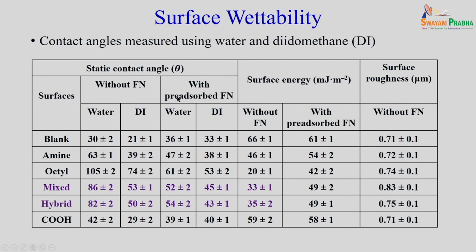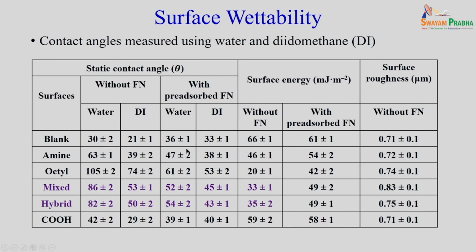Now, here we have also performed the adsorption of a protein, fibronectin. After the adsorption of this particular protein, if you compare these two values, this one and this one, there is a change in the surface wettability again. So what it says is, depending on the surface wettability, a protein molecule reorients itself in a different manner.